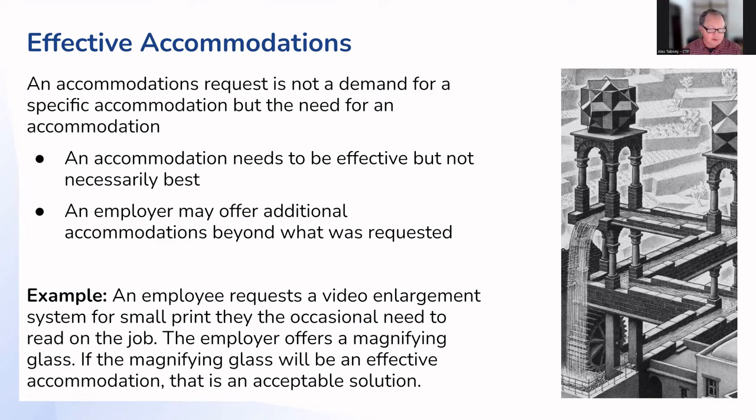An example here, an employee requests a video enlargement system for small print that they occasionally need to read on the job. The employer offers a magnifying glass. The magnifying glass will be an effective accommodation. That is an acceptable solution. So once a month, I had to read some very small print in limited quantity. And I asked for an accommodation, making a recommendation to the employer: I need a video enlargement system so I can read this text. They say, here's a magnifying glass, see if that works. And I try it and it works. Well, that's an effective solution.